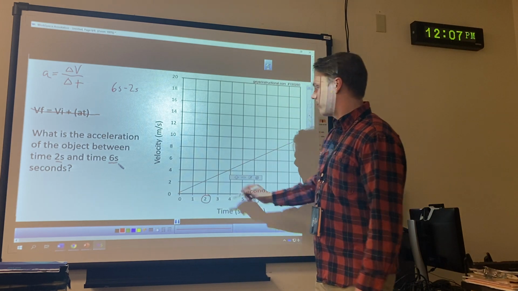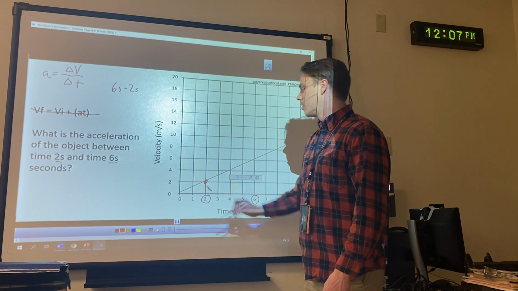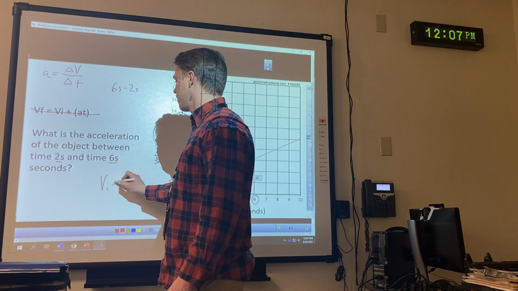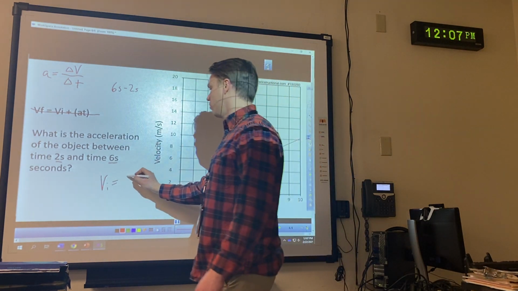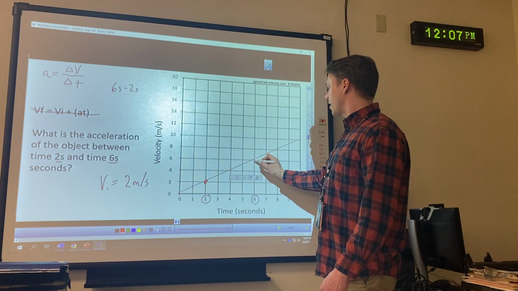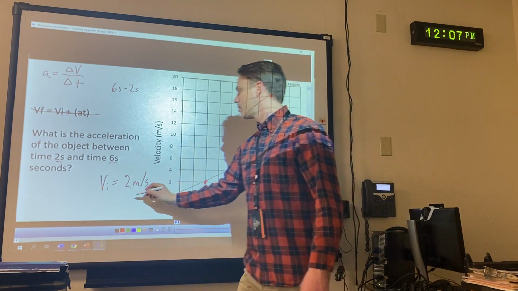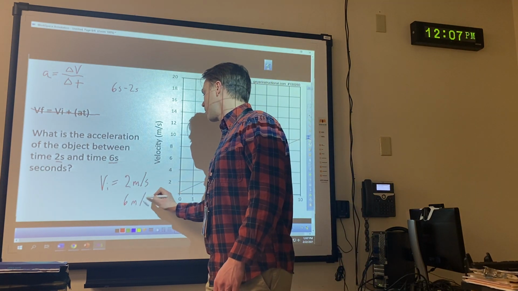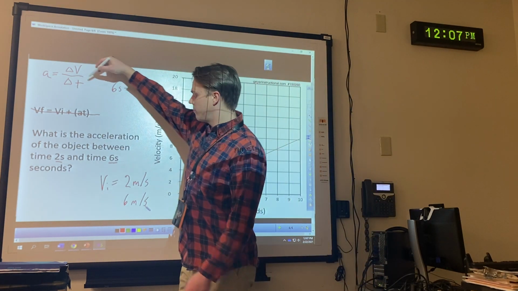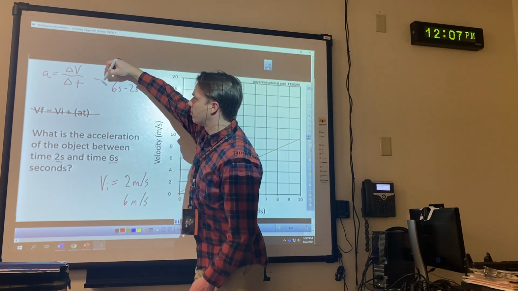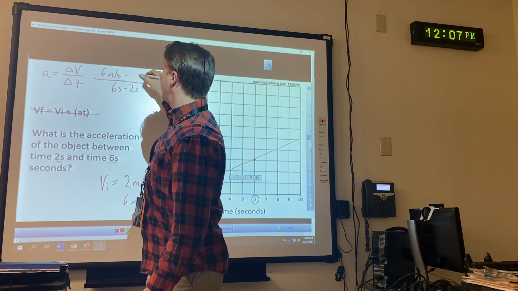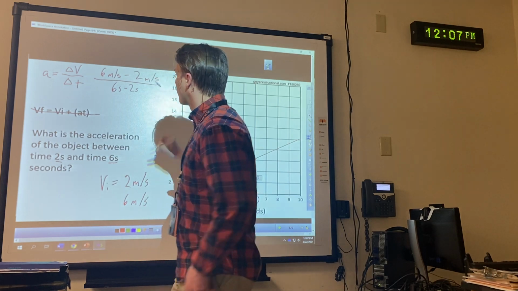And now we have to find the velocity at these different locations. So in this case, the velocity initial is going to be 2 meters per second. While at time 6, the velocity final is going to be 6 meters per second. So in this case, our change in velocity is from 6 to 2: 6 meters per second minus 2 meters per second. Okay?